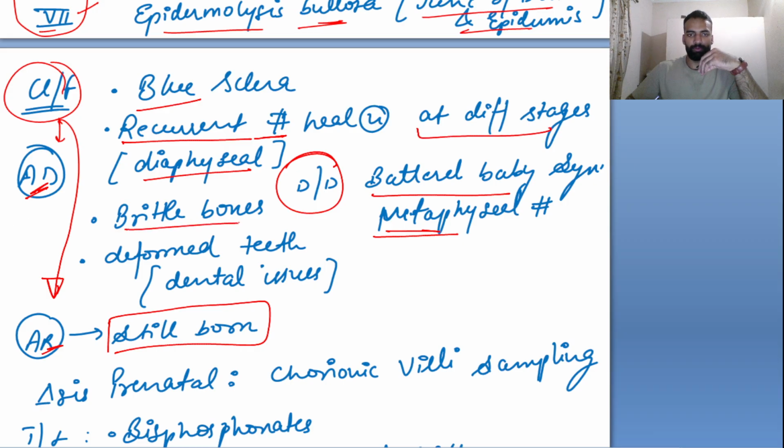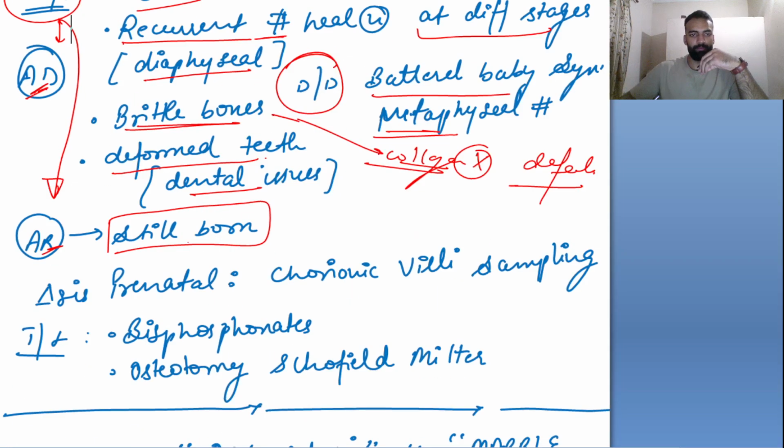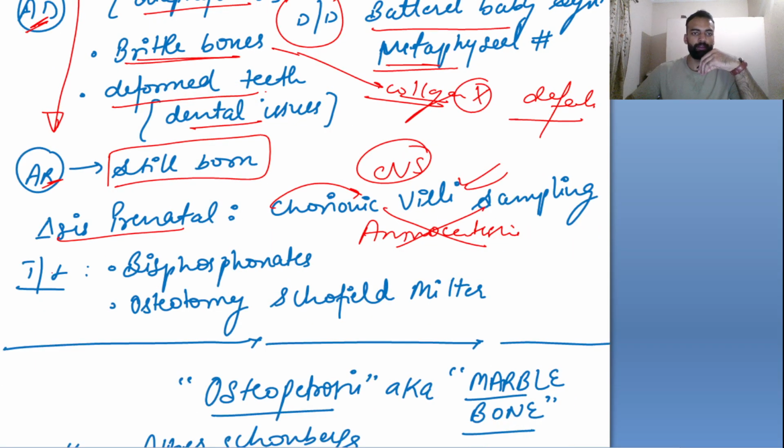Okay, so brittle bones, obviously, because collagen is not present or collagen is defective, so bones will be weak, and there are dental issues, deformed teeth. For diagnosis, you can also do prenatal diagnosis, which is through CVS, chorionic villus sampling, not through amniocentesis. You cannot diagnose it by amniocentesis. You have to do CVS. And the treatment is bisphosphonates and osteotomy, the Schofield meters. It is the name of the osteotomy.